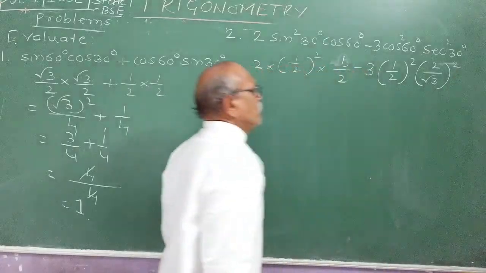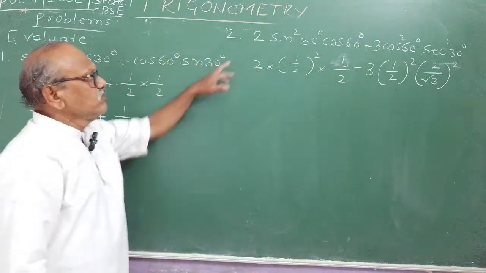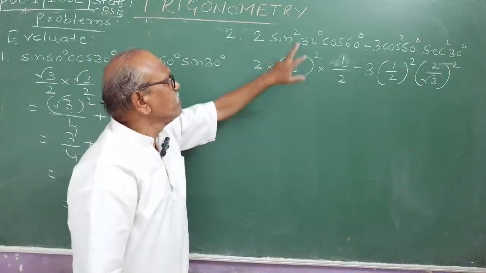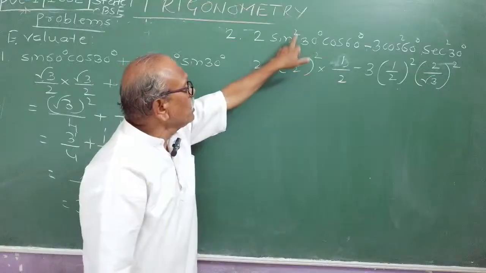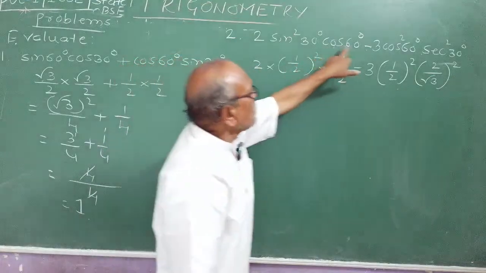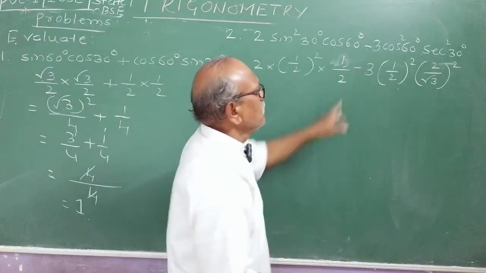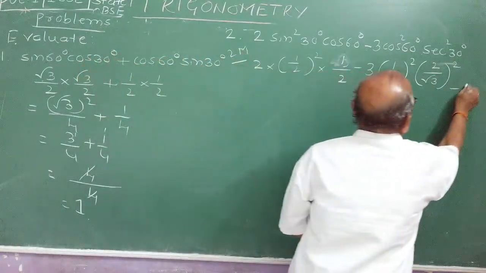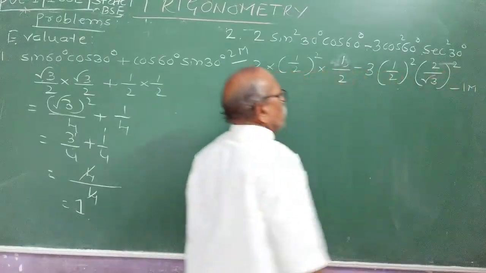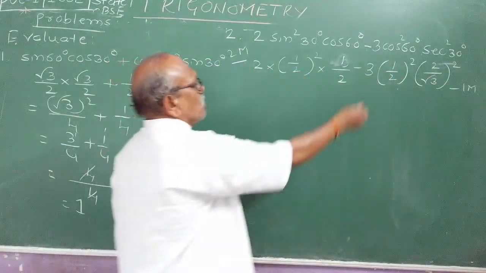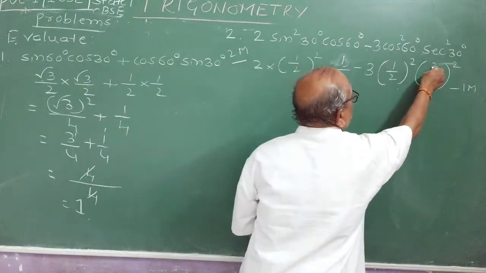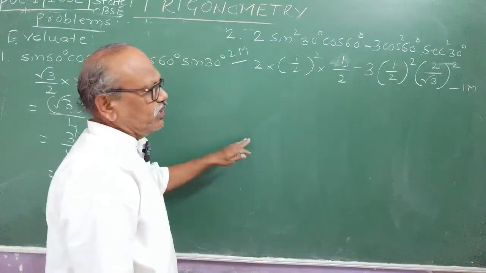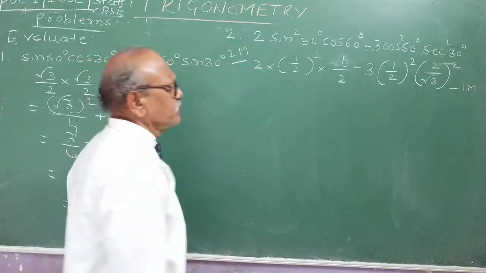Check once whether you have substituted correct angles or not. Sin 30, there is nothing, just you have to substitute the values and simplify. Sin 30 is 1 by 2, here it is squared, into cos 60 is 1 by 2. So that the question appears for 2 marks, 1 mark will be given for correct substitution, 1 mark will be for simplification. Cos 60, 1 by 2 square, sec 30, reciprocal of cos 30. Cos 30 is root 3 by 2. Sec 30 is 2 by root 3.